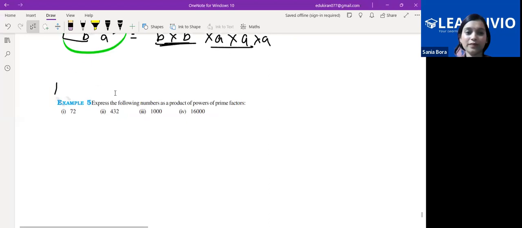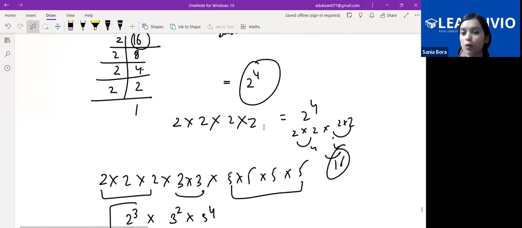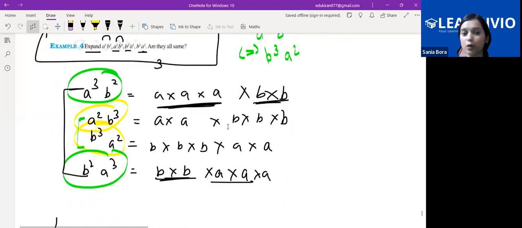Here you go. Express the following numbers as a product of powers of prime factors. So you have to do prime factors, or the one which I told you here, how to write it all the same way. Okay.